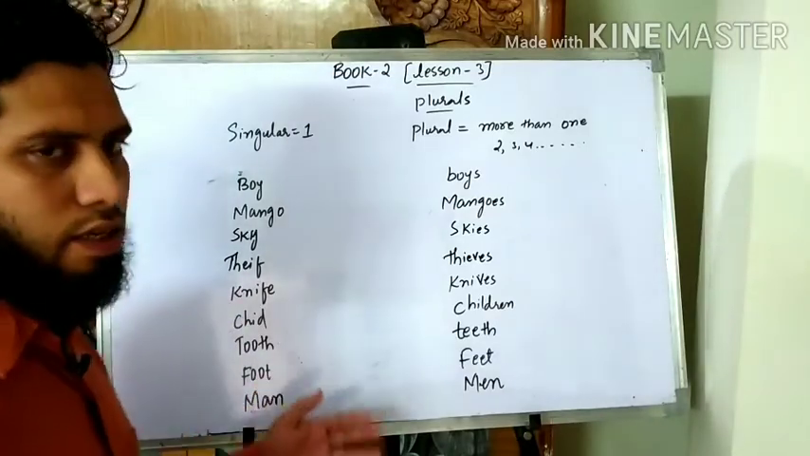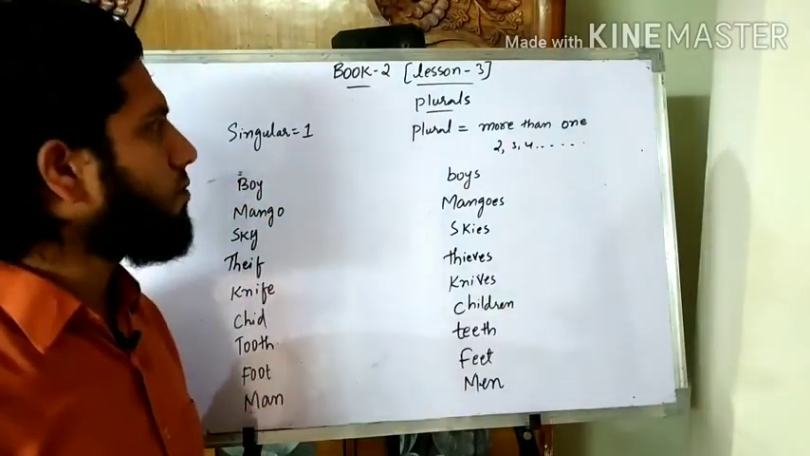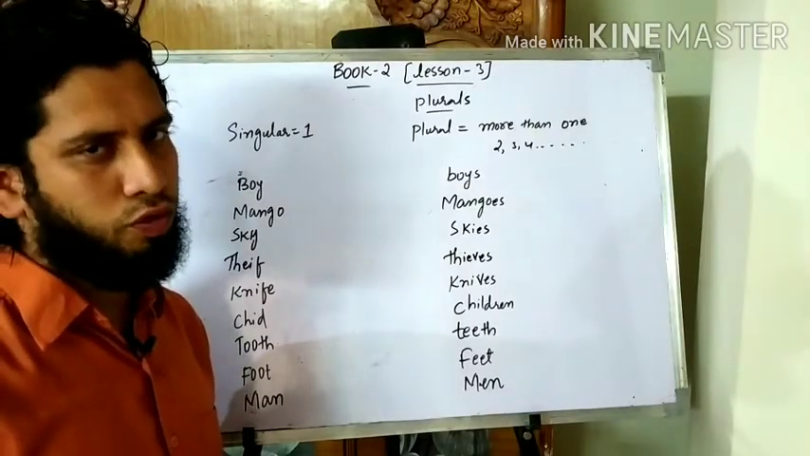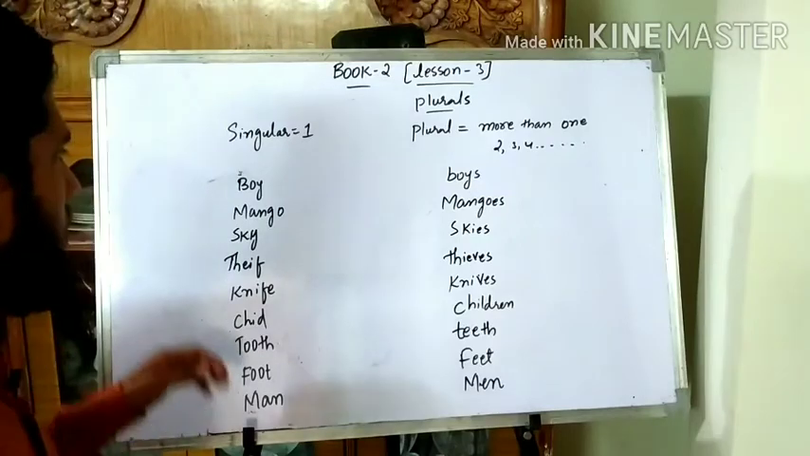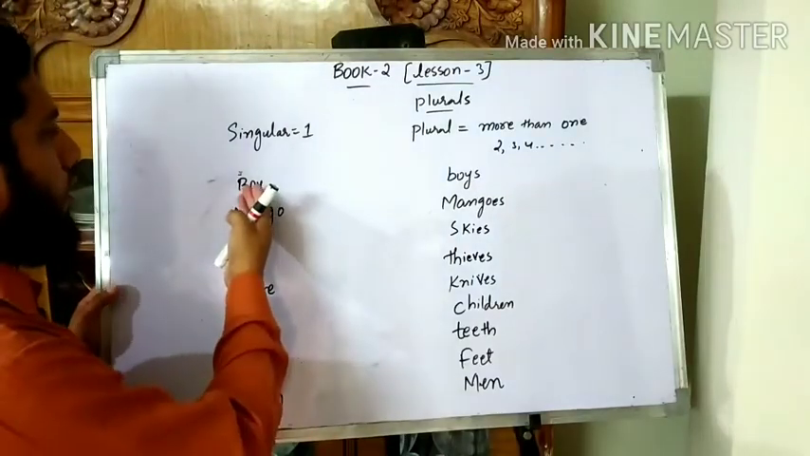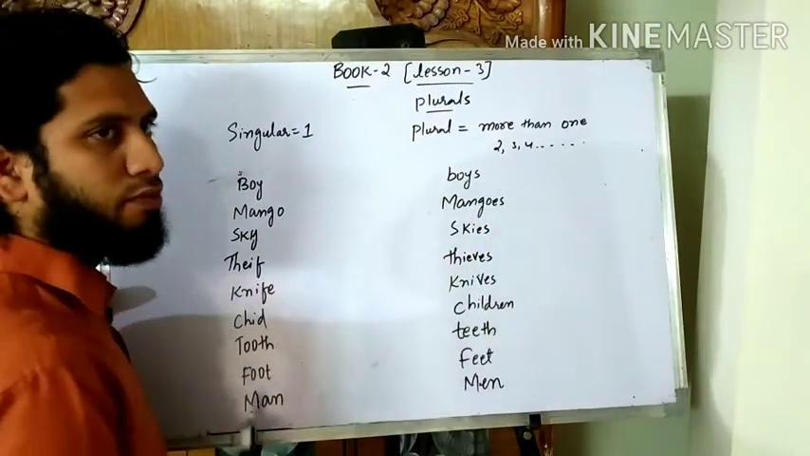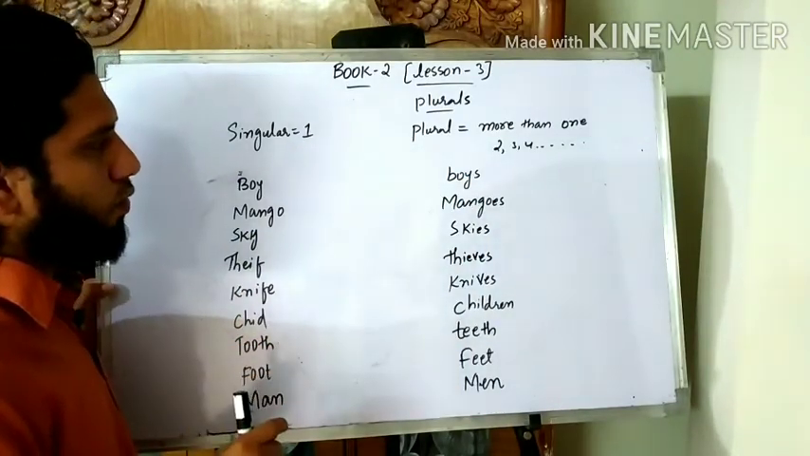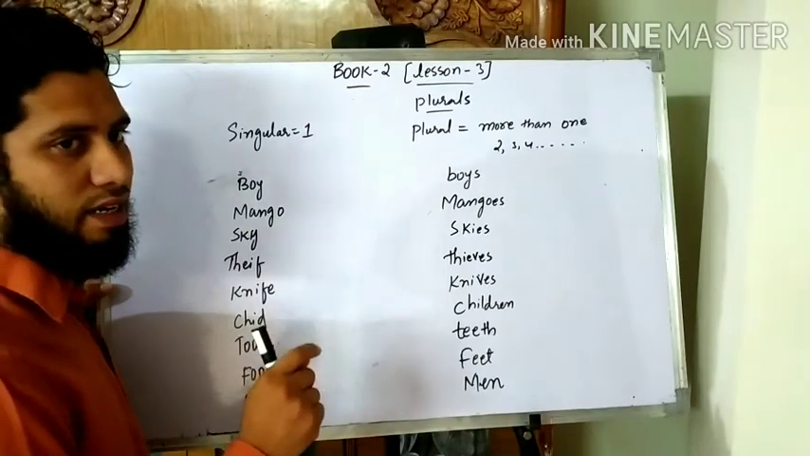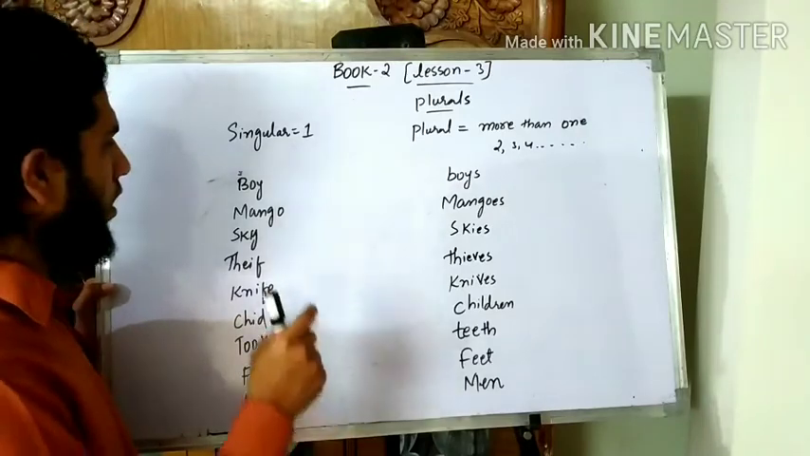Let us see once again. Singular means one, plural means more than one. It may be two, three, four, and many more. See an example of boy, it's a singular. Just by adding s, it becomes plural. It does not happen all the time.